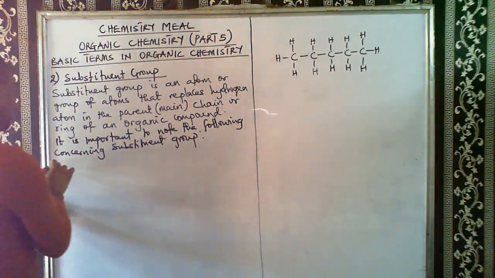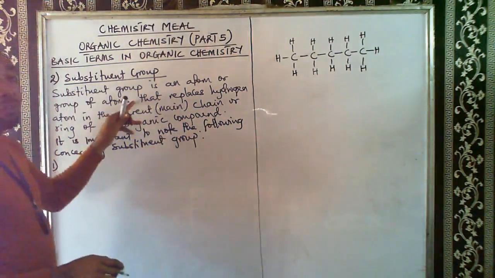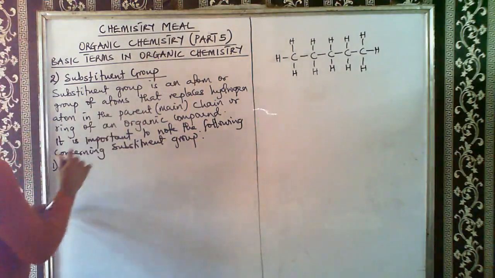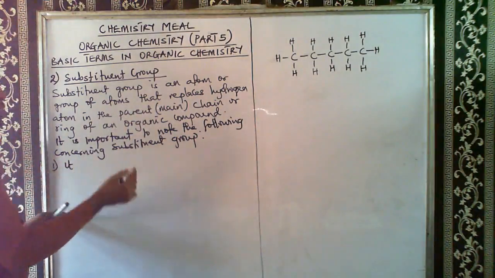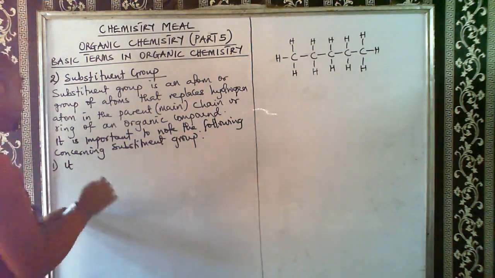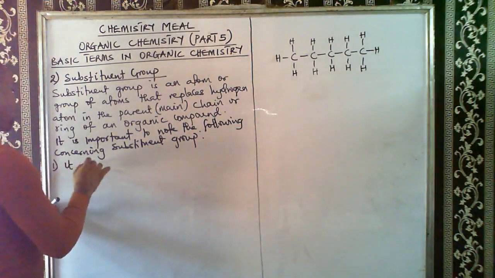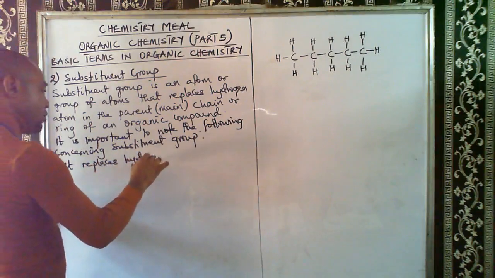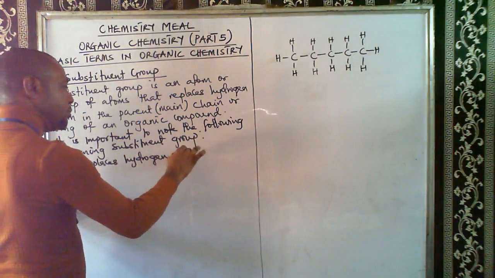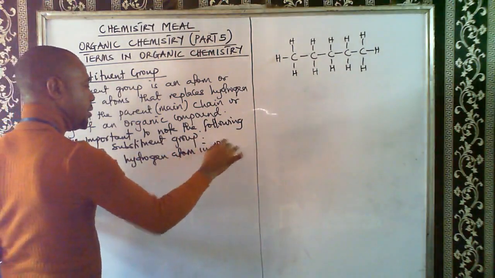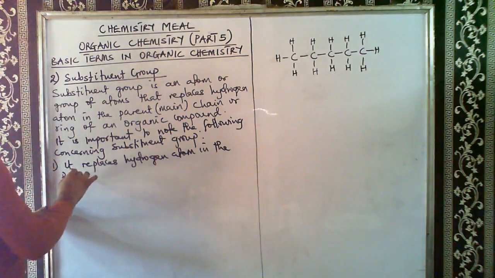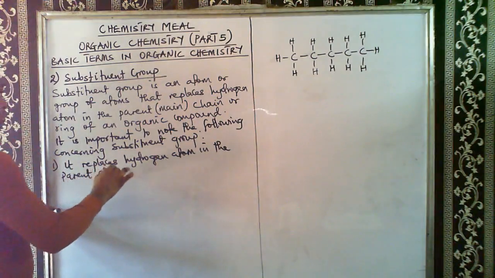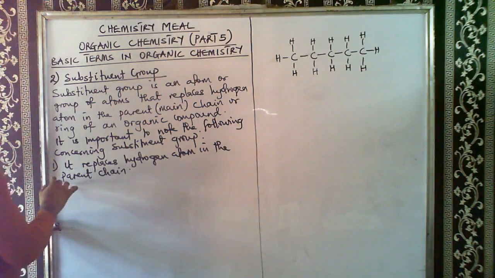So what are the things that we need to note? One is from the definition. From the definition, substituent group replaces what? Hydrogen in the parent chain. So it replaces a hydrogen atom in the parent or main chain. That's one. We have explained that.